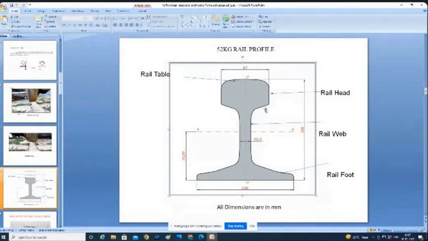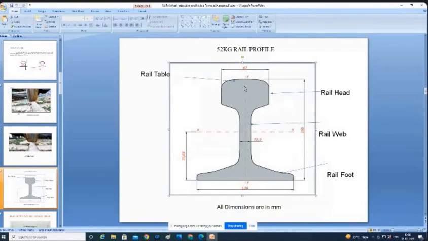Okay. So the dimensions also I have given to you here. These are all in millimeters. So the rail table width is 67 mm. For example, the rail foot width is 136 mm. The height is 156 mm. In the center, at 75 point this one, we'll call it the neutral axis. The dotted line shows the neutral axis.